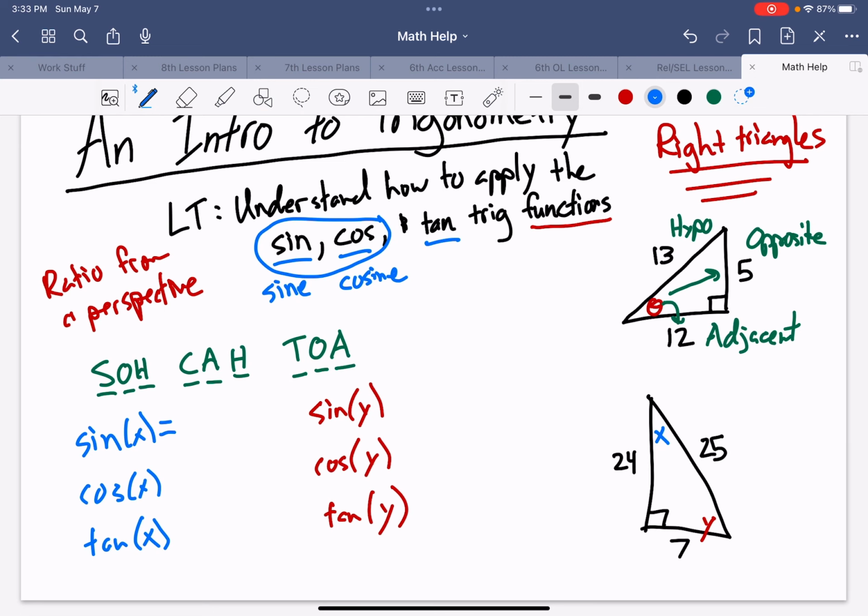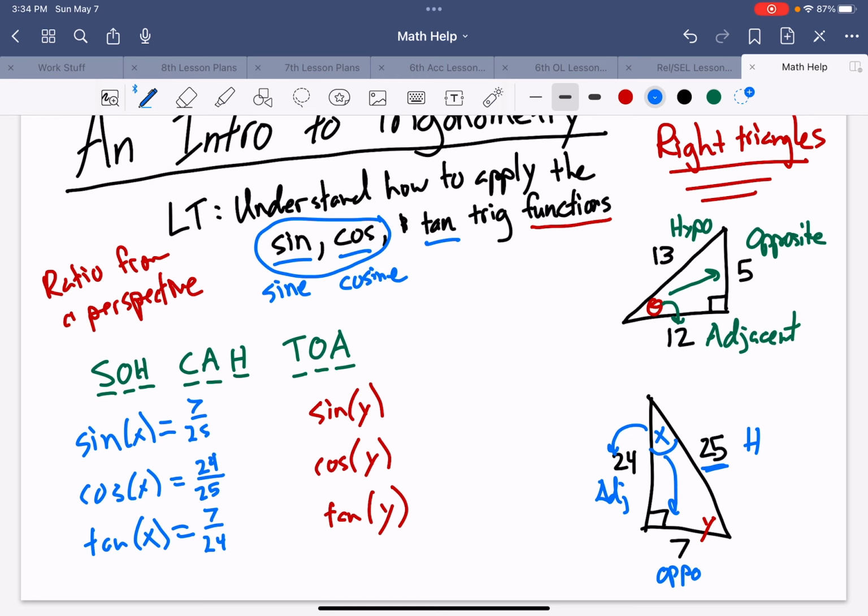So if I'm looking at sine of x, here's my x. And so I want the opposite over the hypotenuse. Now, 25 will always be our hypotenuse. So opposite is going to be 7 over 25. If I look at cosine, now I want the adjacent side, which is that one. So that's 24 over 25. And then tangent, again, looking at the x, I want my opposite and my adjacent. So that's going to be 7 over 24.